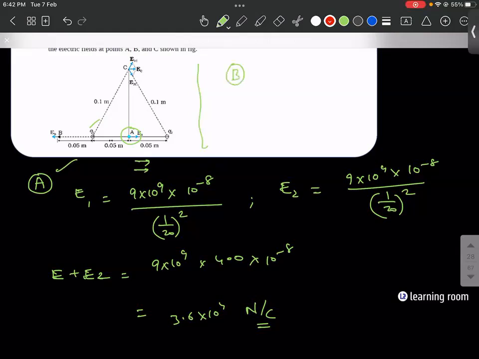Similarly, you would have calculated at point B, right? Can you tell me how to calculate at point B? Due to Q1, it is on the leftward side. This is E due to Q1. Due to Q2, it is on the opposite side.